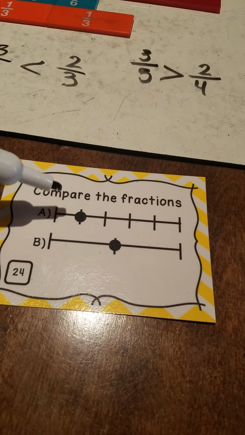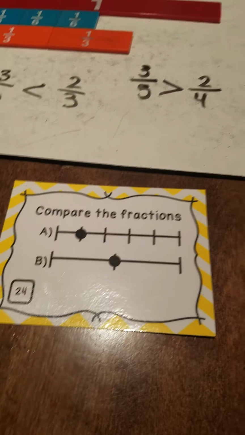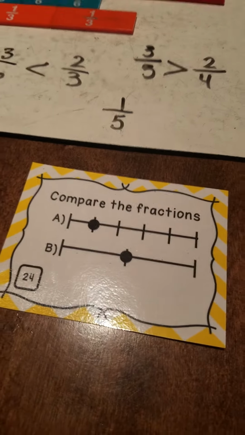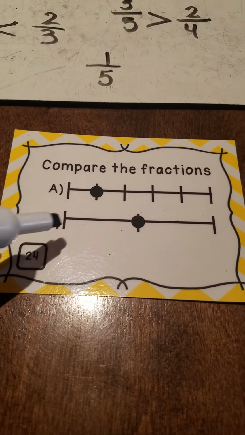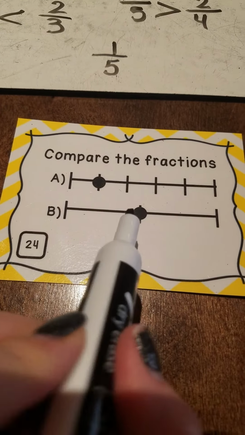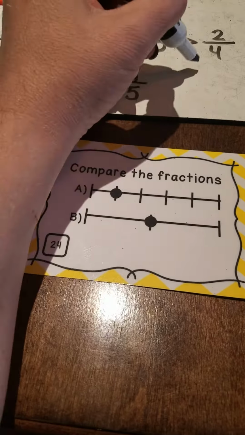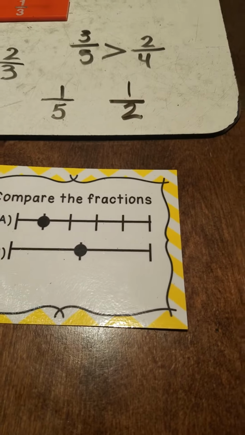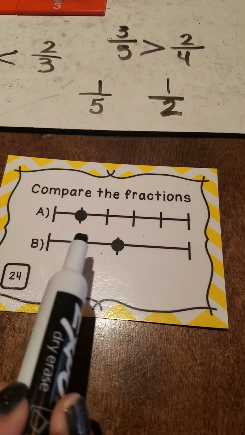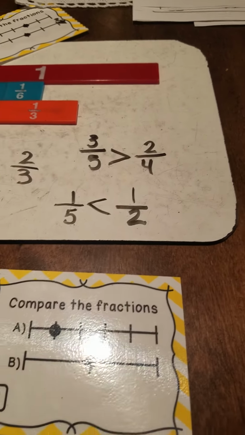Okay, so let's try another one now. First fraction on A, we have 1 jump out of 1, 2, 3, 4, 5. So we have 1/5. For the purposes of this video, I'm going to write it on my whiteboard because these cards don't want to stay still while I'm doing this. And for fraction B, we have 1 jump out of 2. So of course that represents 1/2. We can see it's right in the middle of the whole. And we can see that 1/2 is closer to being one whole than 1/5. So when we write this, we're going to say 1/5 is less than 1/2.